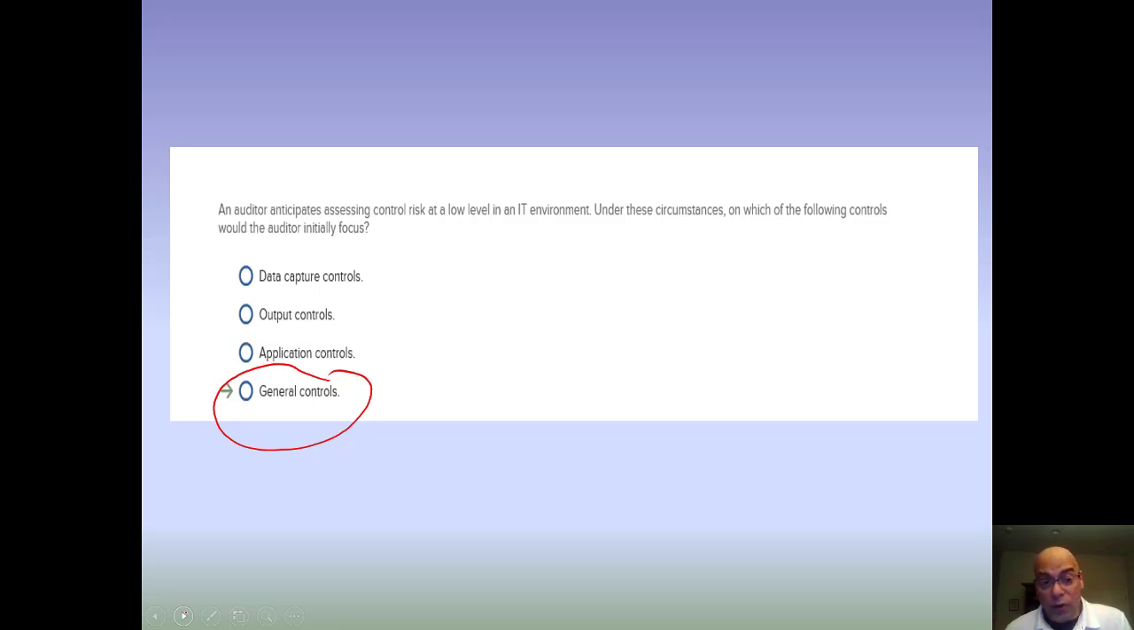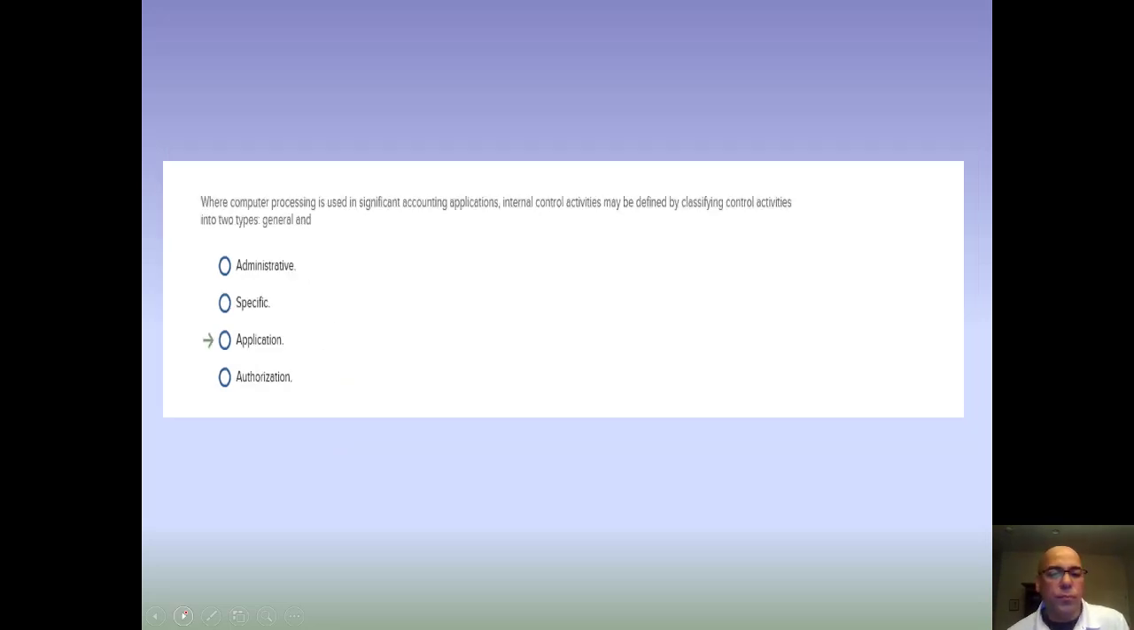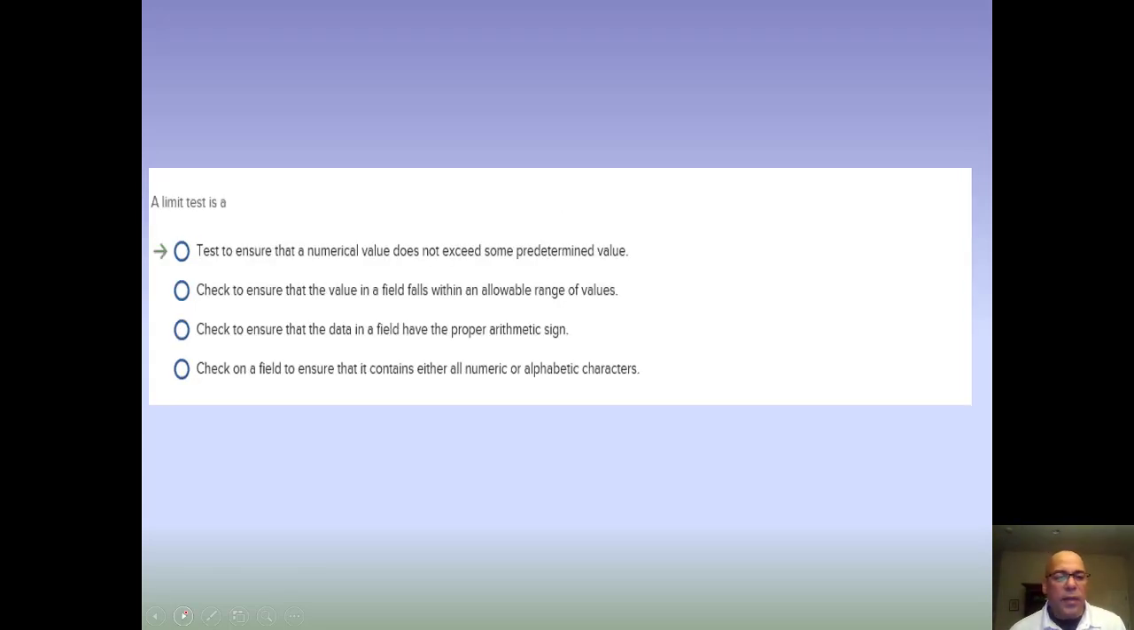Okay, where computer processing is used in an accounting application, internal control activities may be classified into two types, general and application, and we've seen that. And a limit test is a test to ensure the numerical value does not exceed a predetermined amount, $10,000 on a payroll check, for example.